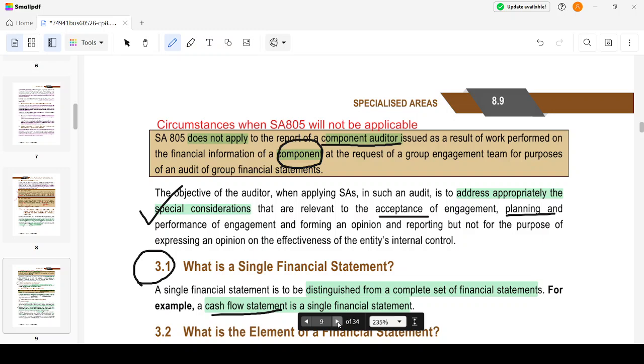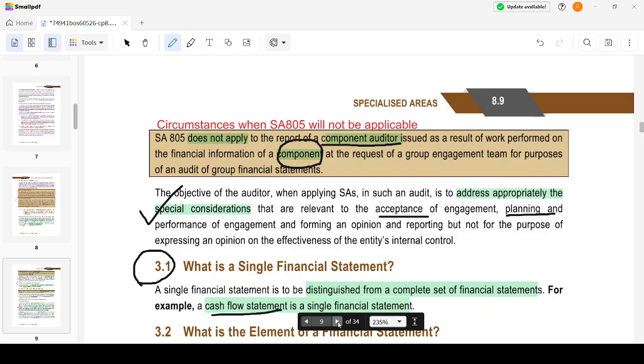Circumstances when SA 805 will not be applicable: when I am the component auditor issuing a report on the audit of a component of a group, then SA 805 will not be applicable.